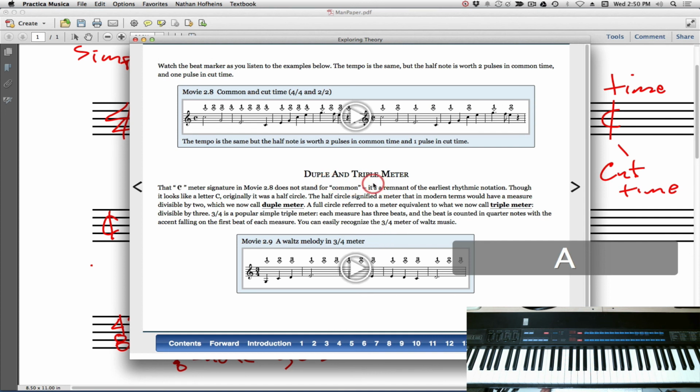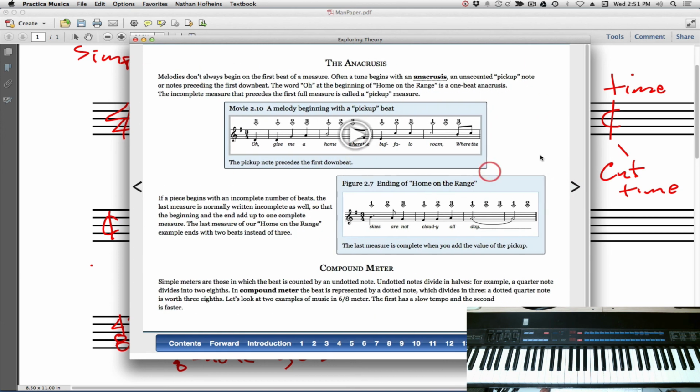Duple and triple meter. All that means is that you've got an even number on the top or an odd number on the top, or 3. Either a 2 and a 4 on the top or a 3 on the top for triple meter. That's all that means. A triple meter just has 3 beats in the measure, and duple meter just has either 2 or 4 on the top.